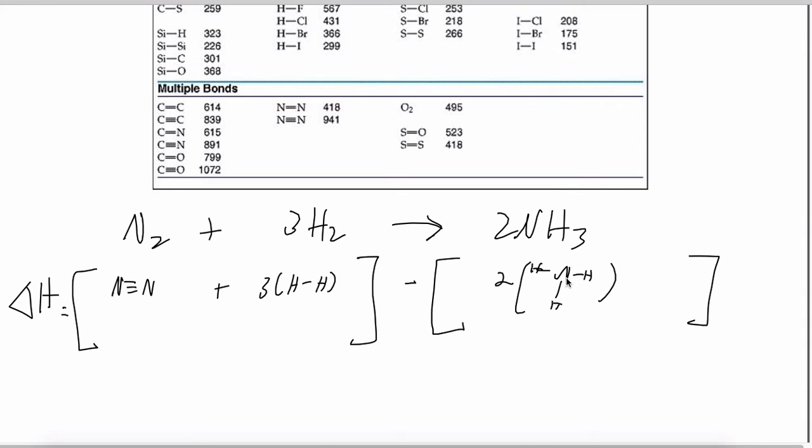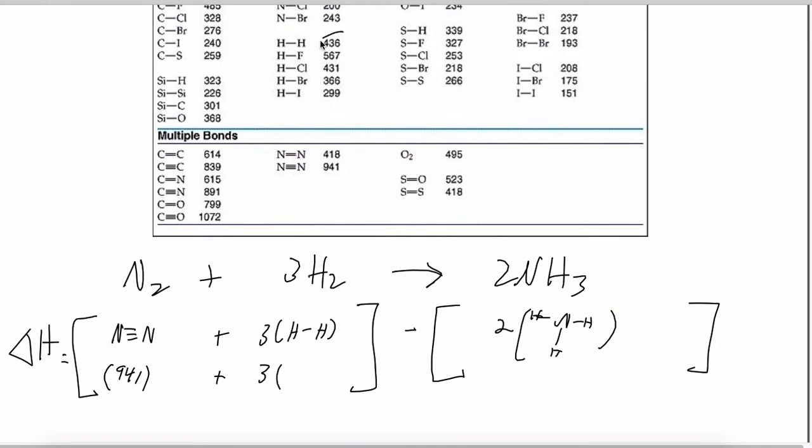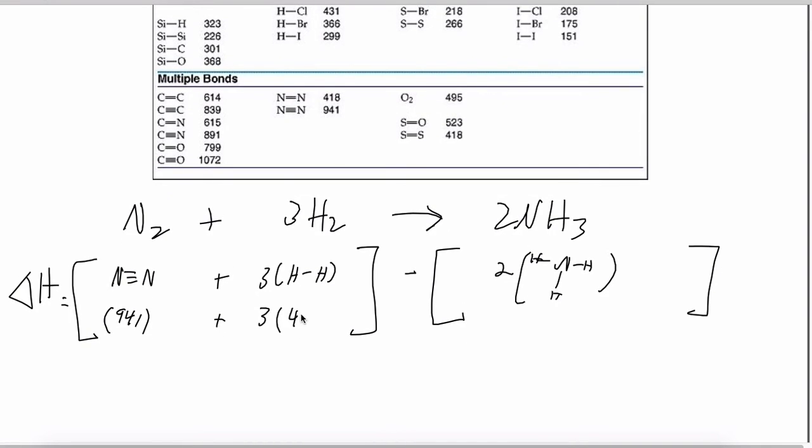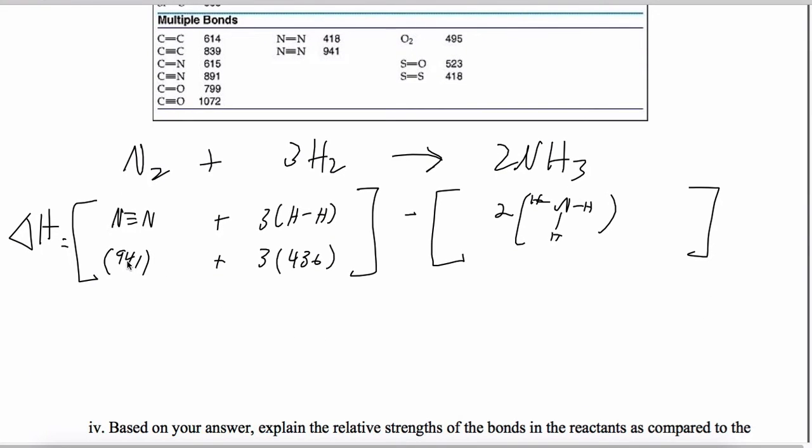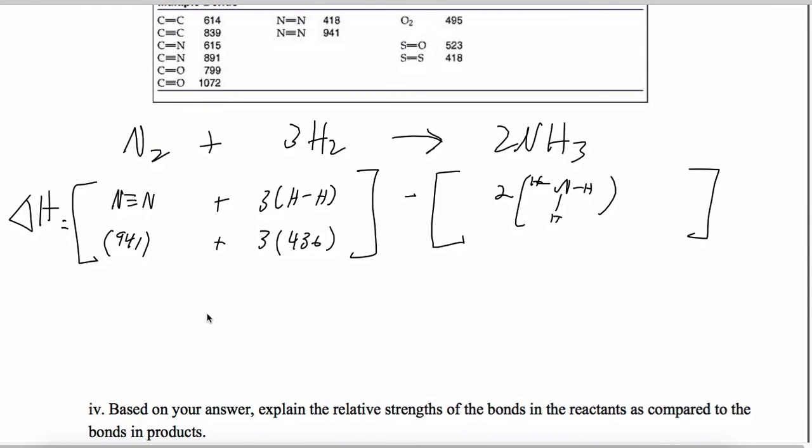So I have those. The energy it takes to break that triple bond in nitrogen is a lot, because you have a bond order of 3. Breaking that hydrogen bond is not a lot, because you have a bond order of 1. Okay, so that's going to give us a number. Can you go ahead and give me this number? What is 941 plus 3 times 436? 2249 kilojoules per mole here. And I'm going to subtract that from this.